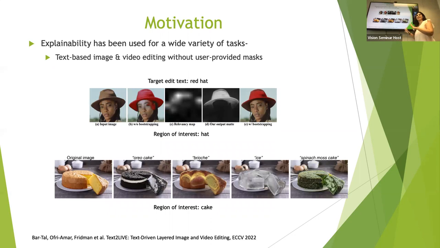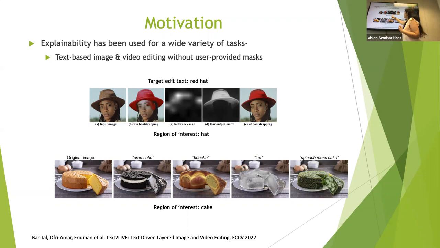accuracy and robustness. The first example is Text2Live. Maybe you know it. It got accepted to ECCV 2022. The objective of the model is to take a target edit text, for example, here, a red hat, and apply the edit to the image. Unlike other works, they try to prevent the part where the user actually has to insert a manual segmentation mask to indicate where the hat is. So they wanted some automatic way of getting to the region of interest, which is the hat.